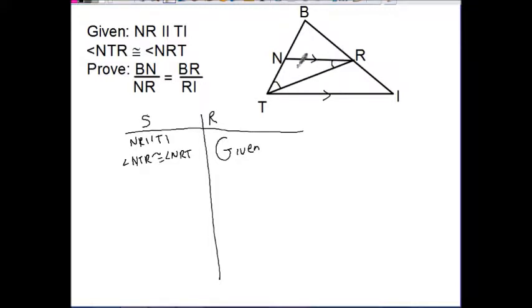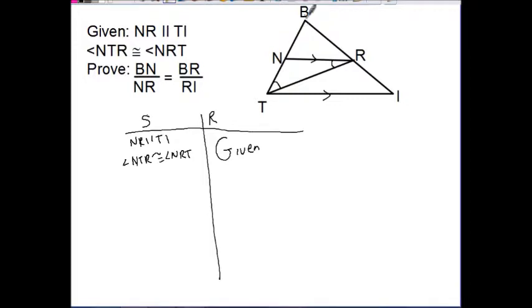The first thing I notice here is that's one triangle with congruent angles, so I know I'm going to have congruent sides. But let's think ahead a little bit. We also have parallel lines, that NR is parallel to TI. Now, let's go ahead and see what we're trying to prove. That BN over NR is congruent to BR over RI. That doesn't make any sense at all. So, let's see what we can do.